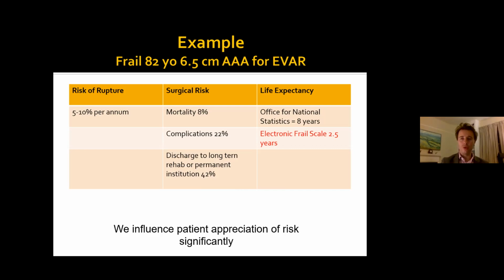Now, if you then rescore his life expectancy using the electronic frailty index, what you can see is life expectancy is actually 2.5 years. And of course, the clue to that was in the fact that his mortality for EVAR was 8%. There's stuff going on here that we haven't disclosed. But the point I'm trying to make is that if you get the wrong numbers from the wrong sources, it can lead you down the wrong path to the wrong conclusions. So you need to know where you're coming from and make sure you've got the right numbers.